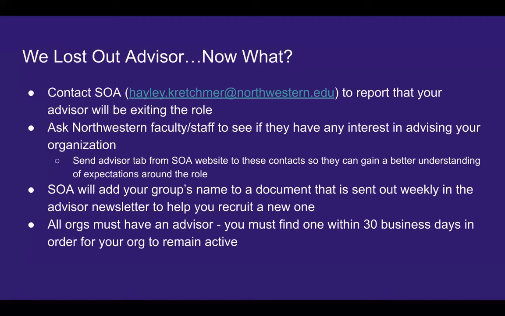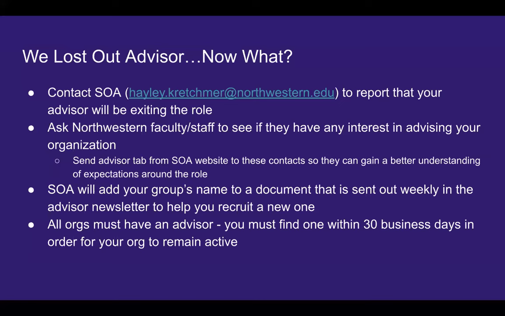What that looks like is asking other Northwestern faculty or staff to see if they have any interest in advising your organization. There is an advisor tab on the Student Orgs and Activities website, and you can just send them that link directly and say, hey, we're looking for a new person. Here's a little bit about our org, and here are the expectations from the SOA side of the house so that they can learn a little bit more about the role holistically.